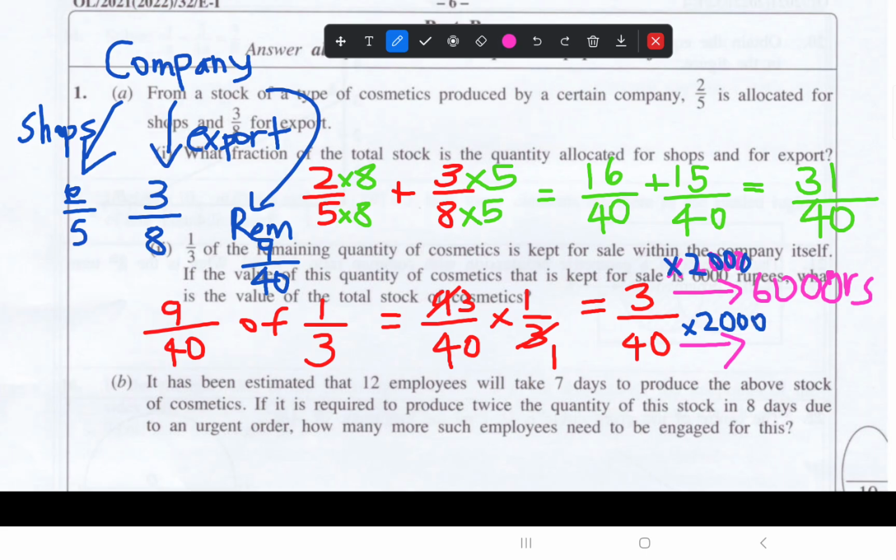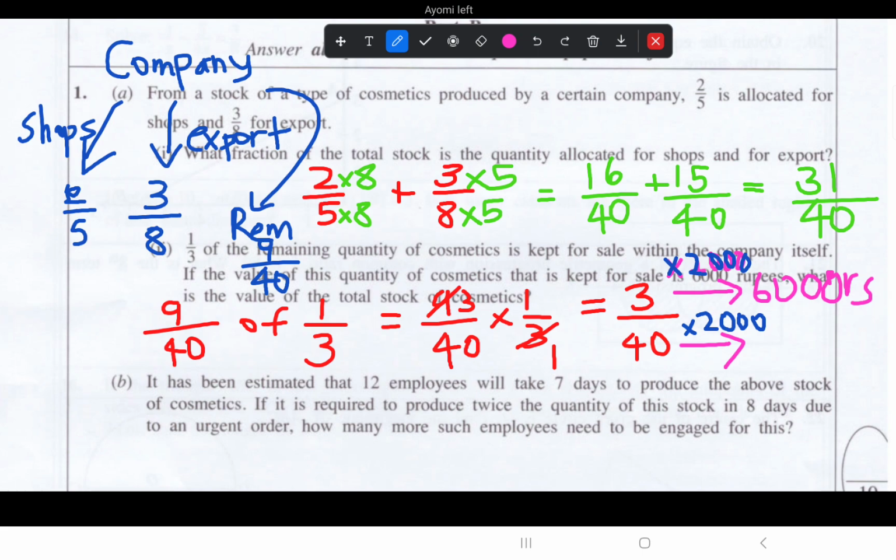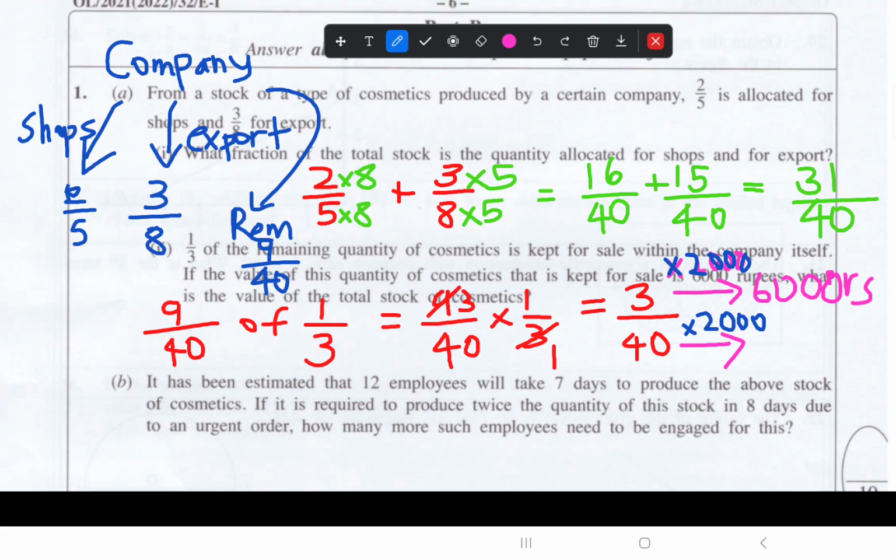Don't confuse with it. This is very easy, like an equivalent ratio or equivalent fraction. This 3 became 6,000. So how much did this 40 become? 40 is the denominator and total stock of this company. So you should multiply 40 times 2,000. There are 4 zeros, and 2 fours are 8. There are totally 4 zeros, and 2 fours are 8.